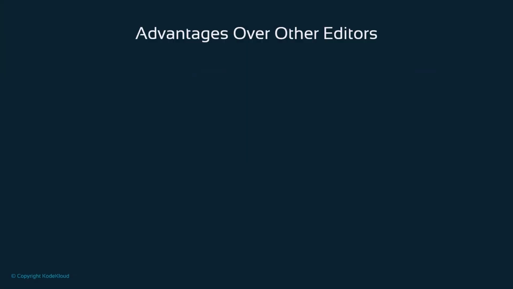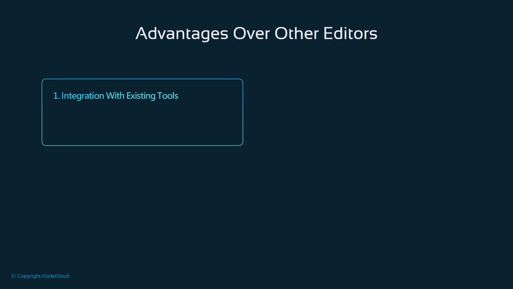Cursor stands out from other code editors in several key ways. Its integration with existing tools means you don't need to abandon your favorite VS Code extensions or version control systems. Cursor works seamlessly with Git and other VCS tools, making it easy to incorporate into your current workflow.